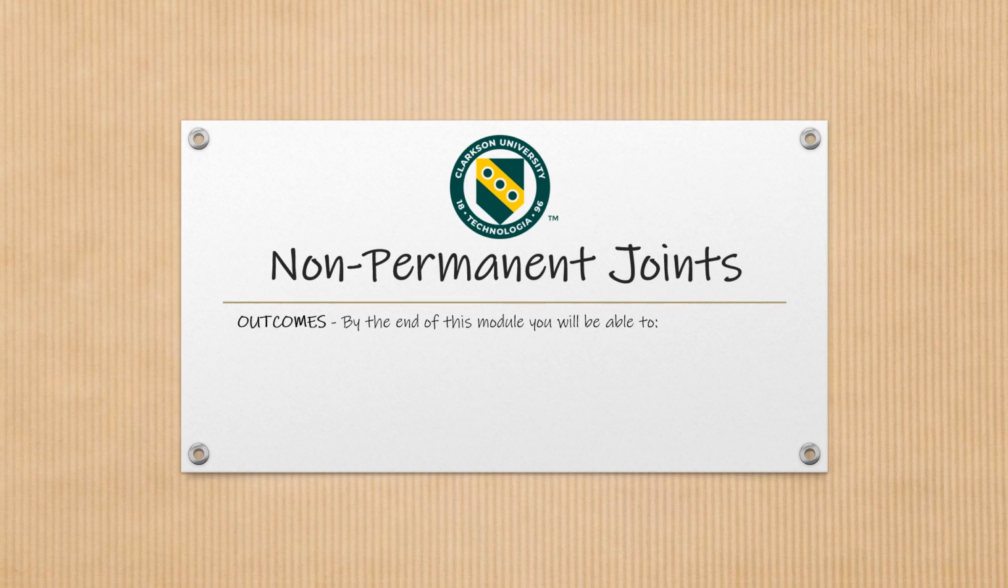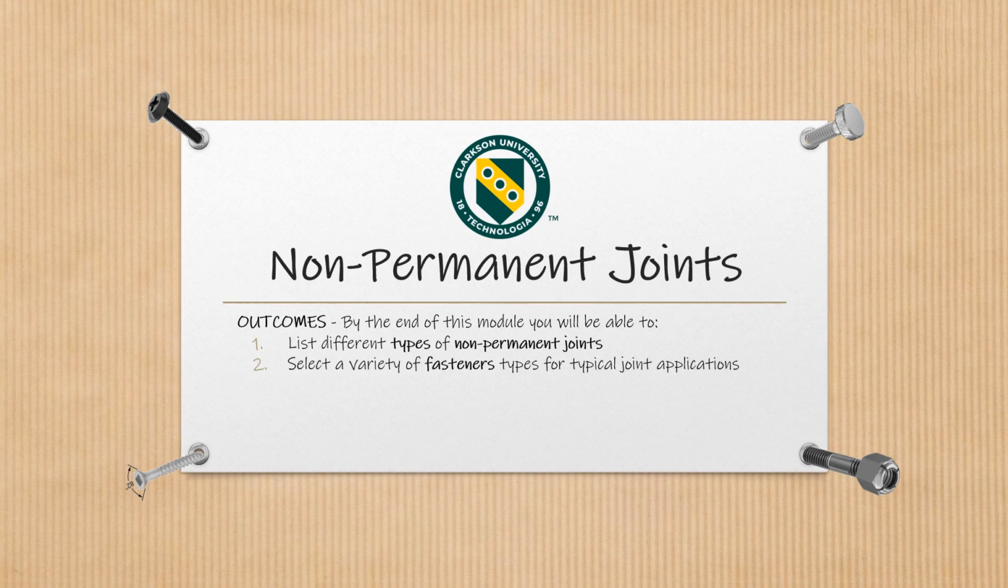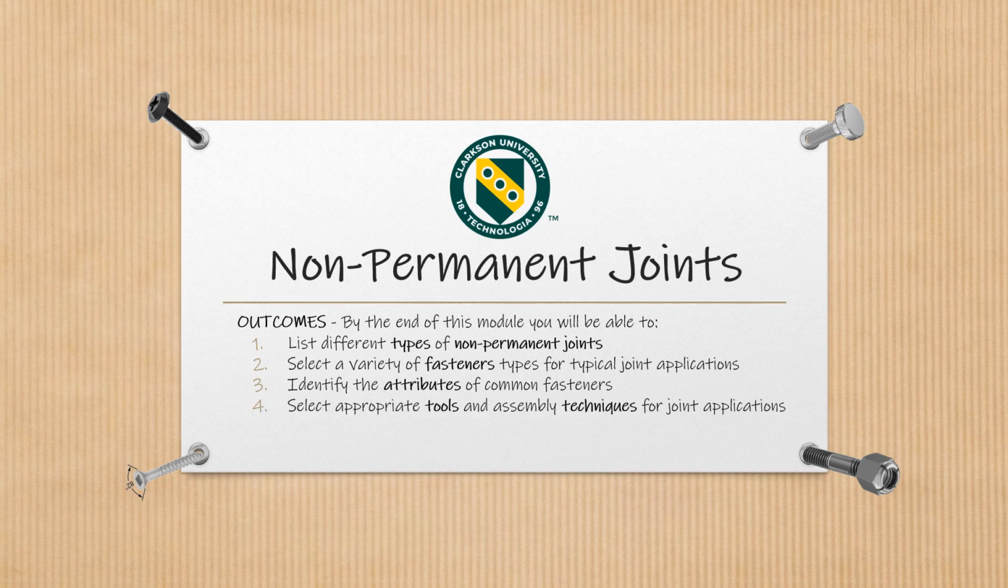In this module, we'll discuss non-permanent joints. Our goals will be to list different types of non-permanent joints, to select a variety of fastener types for typical joint applications, to identify the attributes of common fasteners, to select appropriate tools and assembly techniques for joint applications, and to understand design considerations for joint and fastener selection.